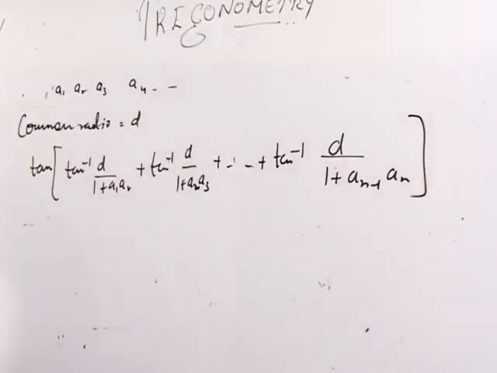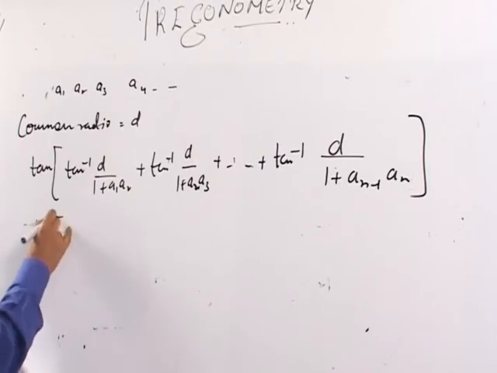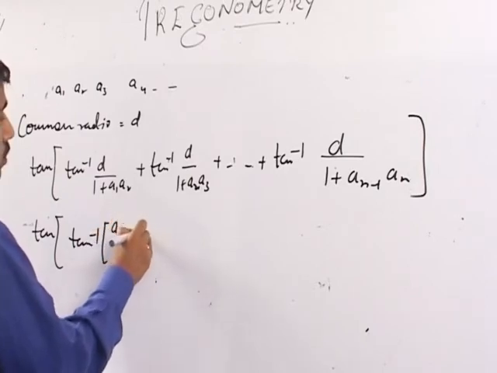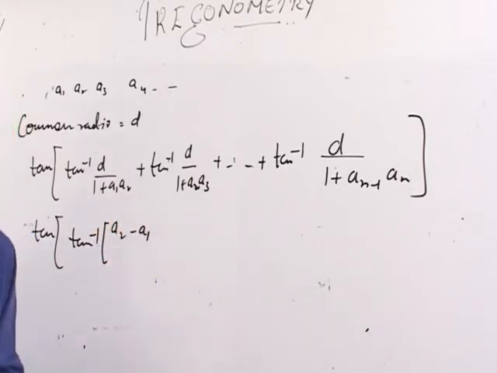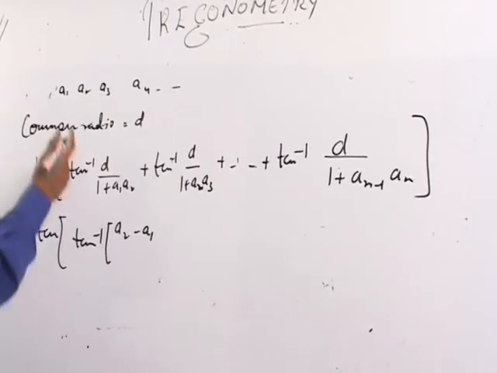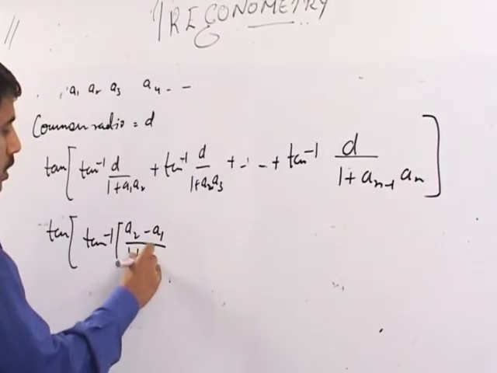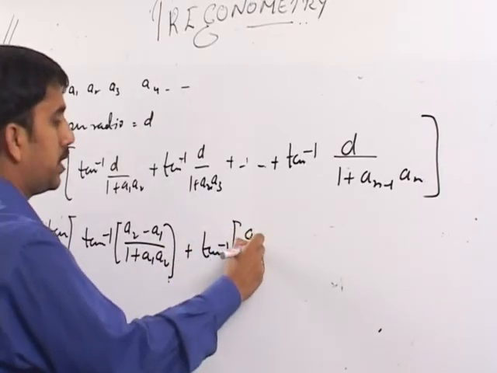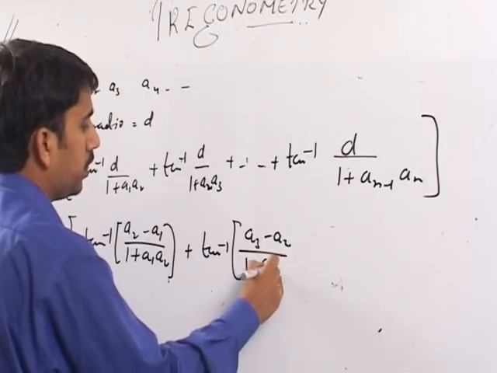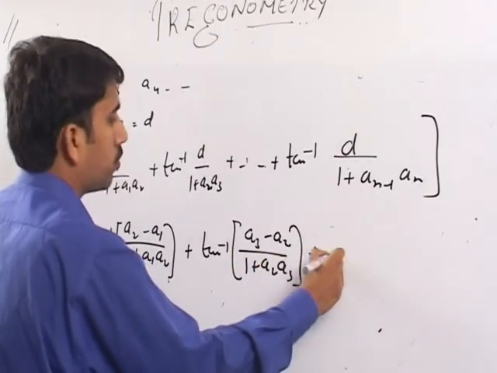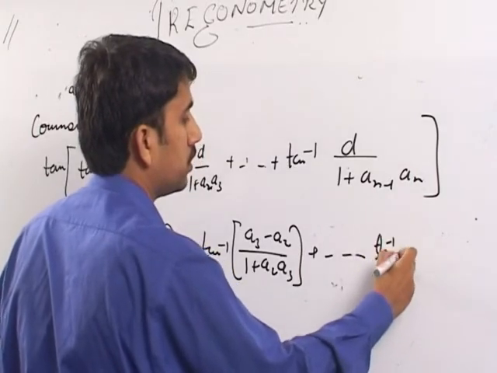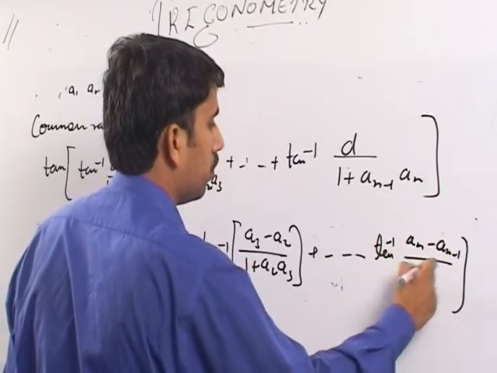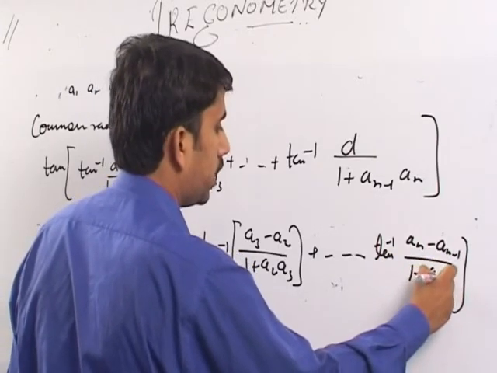Now to solve this, we know that this D can be written as A2 minus A1, because A1 and A2 are two consecutive terms of the given AP. Therefore, over 1 plus A1 into A2, and similarly we can write tan inverse A3 minus A2 over 1 plus A2 A3, and so on. This can be written as tan inverse A(N) minus A(N minus 1) whole over 1 plus A(N minus 1) into AN.